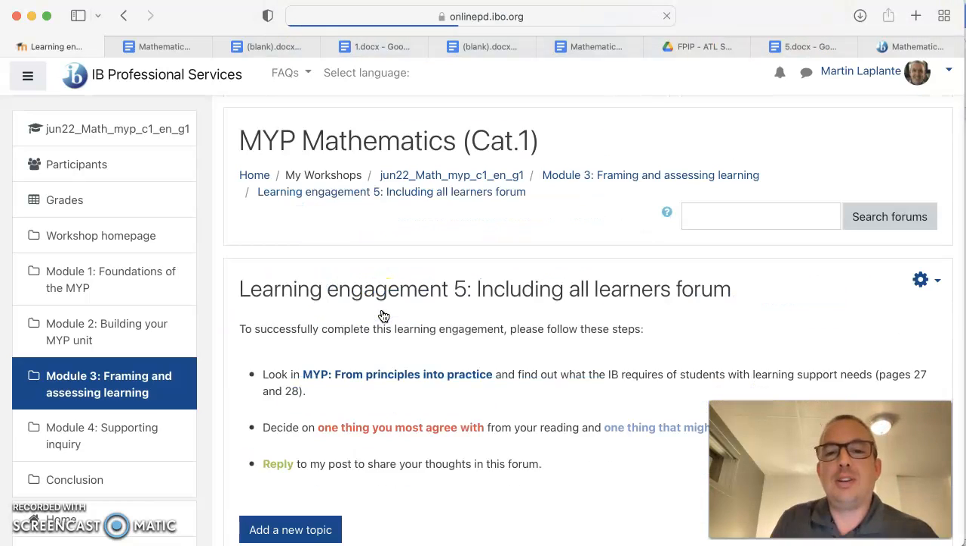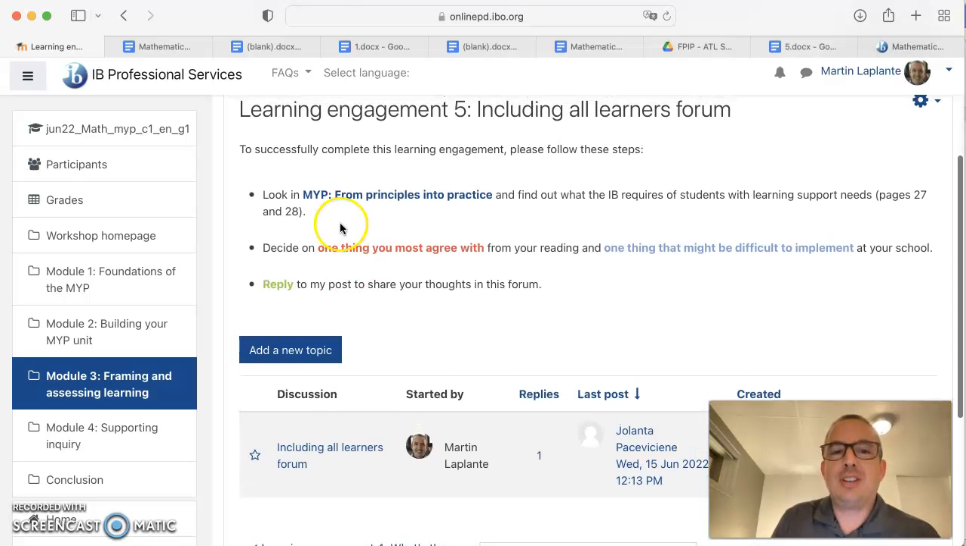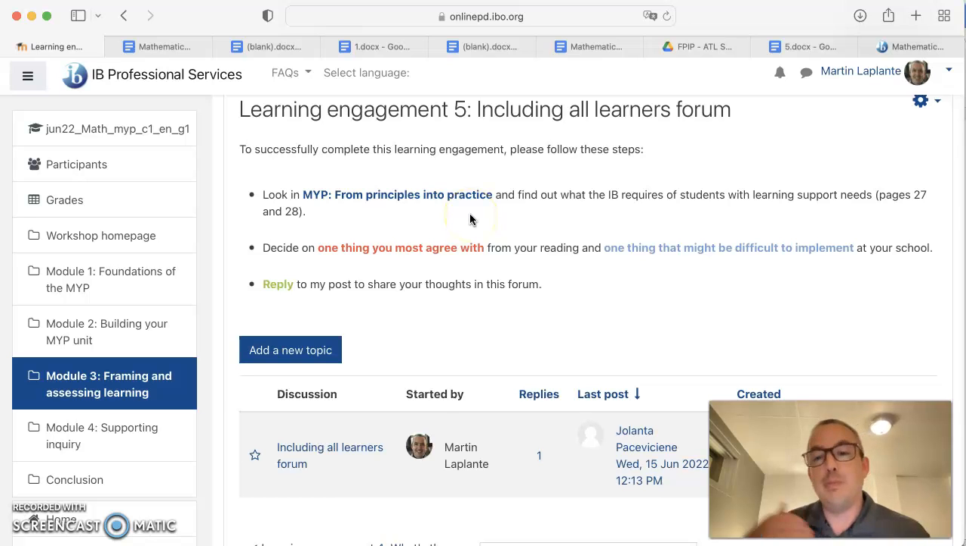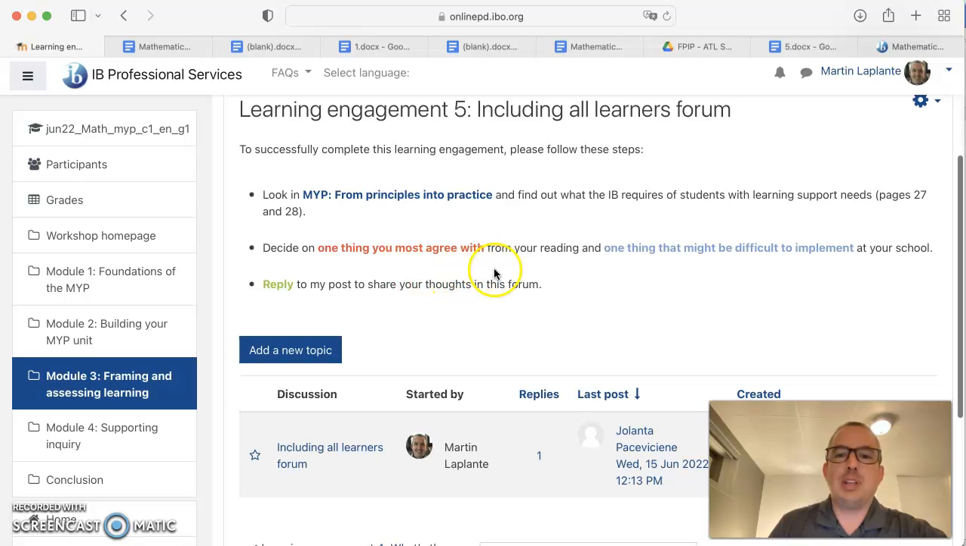And then the including all learners forum. There are pages from the guide, once again, pages 27, 28. There are many more publications about that subject, of course, but just to have a first introduction to it, on how we can help students with learning support needs. So this is something that we want to do, something that you might agree with, something that you might find difficult, and once again you can share your thoughts among each other.